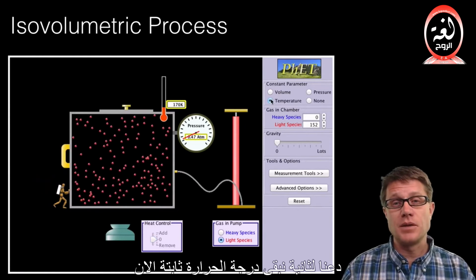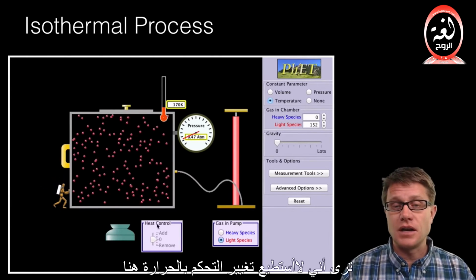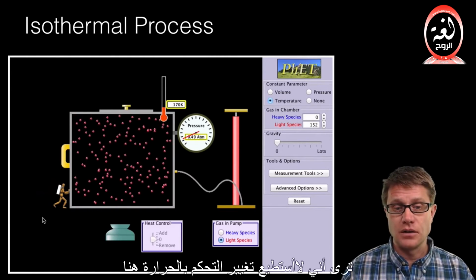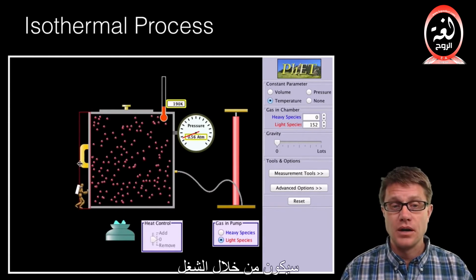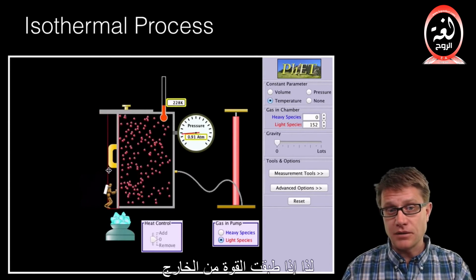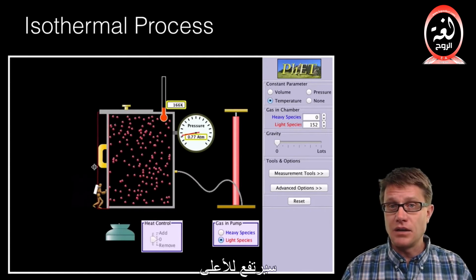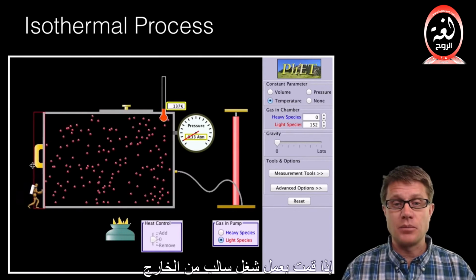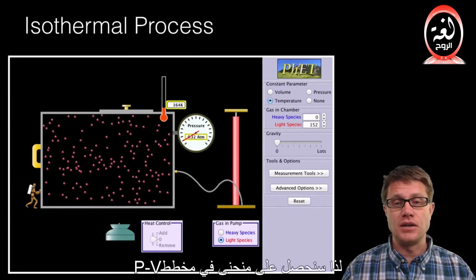For the second one, let's keep the temperature constant now. So we've got a constant temperature. So you can see that I can't even change my heat controls here. So how am I going to get energy into or out of the system? It has to be through work. So if I apply a force from the outside, what's happening to the pressure on the inside? It's going up. If I do negative work from the outside, what's going to happen to the pressure? Pressure is going to drop off. And so we're going to get that nice curve on a PV diagram.